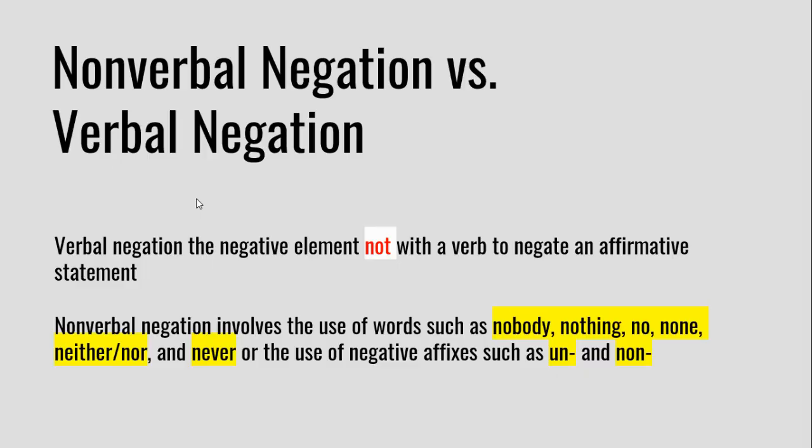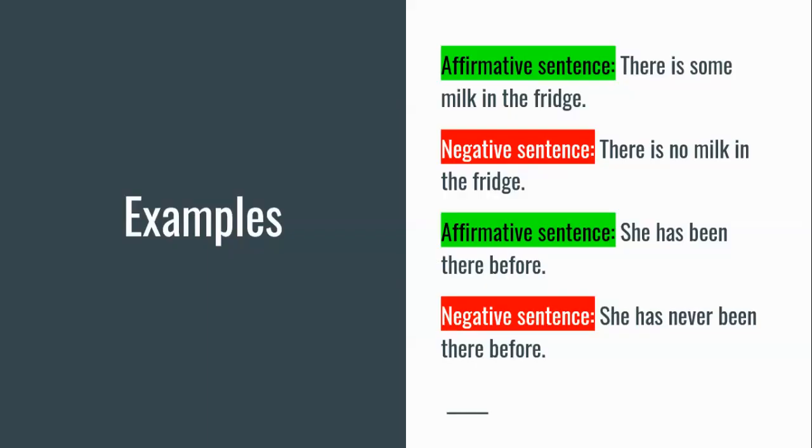Let's talk about nonverbal negation versus verbal negation. Most of the examples that we had in the last lesson of questions contained verbal negation. Verbal negation uses the negative element not with a verb to negate an affirmative statement. Nonverbal negation, on the other hand, involves the use of words such as nobody, nothing, no, none, neither, nor, and never, or the use of negative affixes such as un and non.